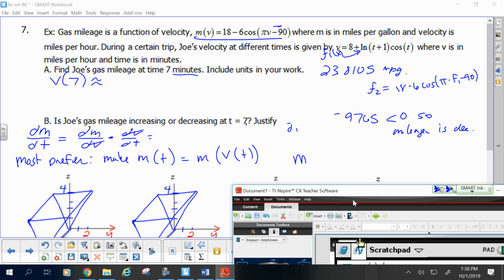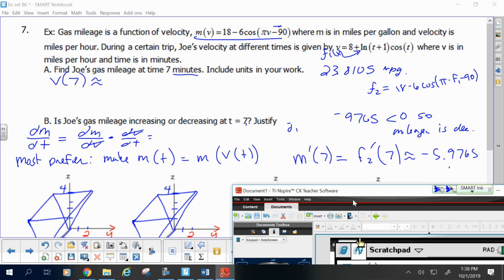M prime at time of 7 is whatever the derivative of F2 is at time 7. It would be a function of time at that point. And that's where I got my answer, negative 5.9765.